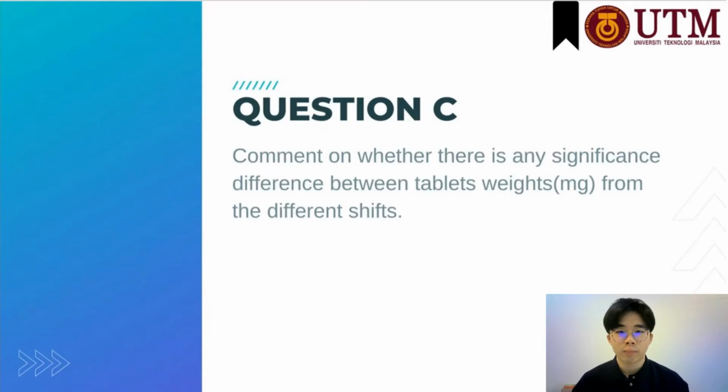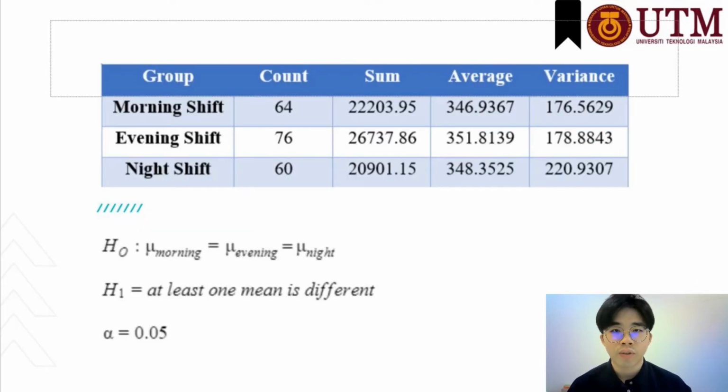My name is Yuri, and I'm going to continue the presentation with question C. Question C is to comment on whether there is any significant difference between the tablet shifts. Since we are going to perform the one-way ANOVA method, the data has been summarized into a table which consists of 3 groups: morning shift, evening shift, and night shift. For the null hypothesis, mu morning equals mu evening equals mu night. The alternative hypothesis is that at least one mean is different. And for the significance level, we are going to put it at 5%.